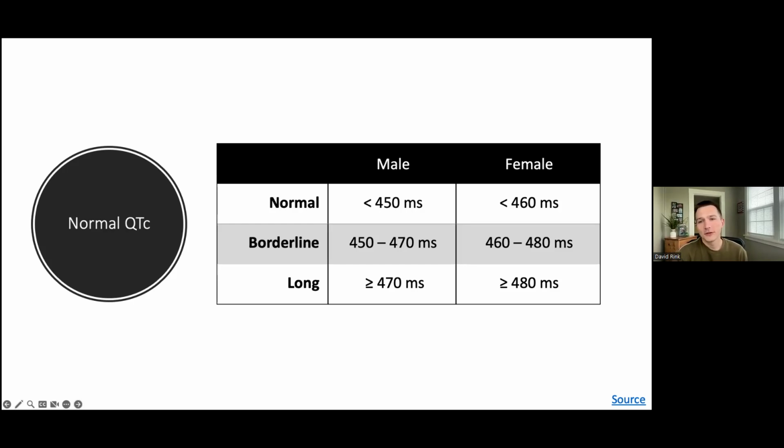And I will say that there is a clear difference between prolongation of the QT interval and clinically significant prolongation. In general, I think most clinicians would agree that prolonged QT interval under, say, around 500 milliseconds is relatively rarely clinically significant, but there are practice variations there as well.